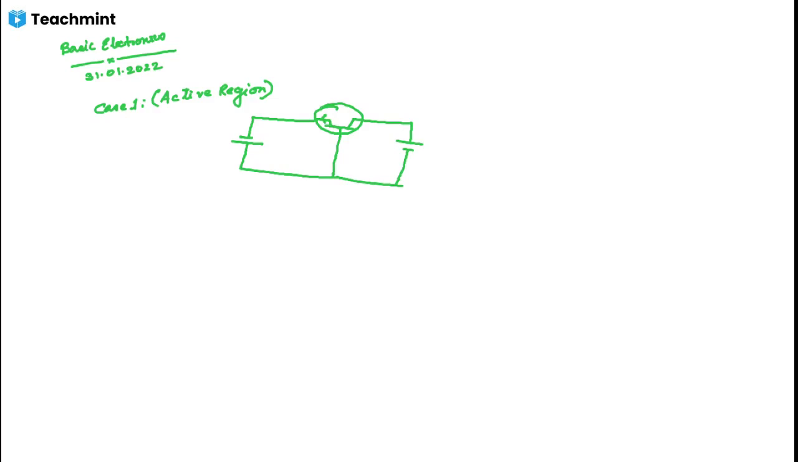So this is an NPN transistor. This is plus, this is minus, this is VEB, and this is minus, this is plus, this is VCB. So this is the base, this is the emitter, and this is the collector.